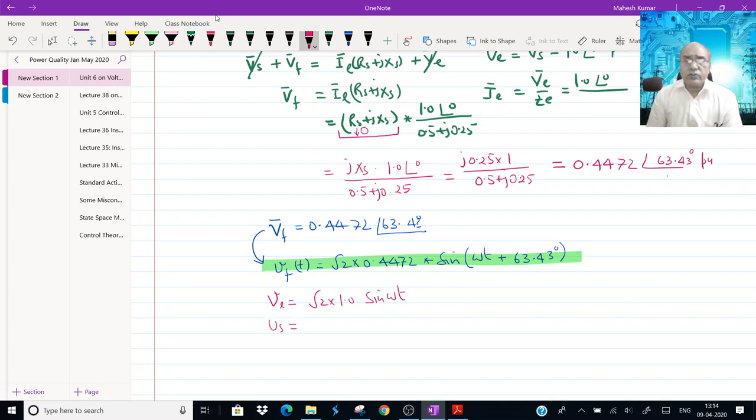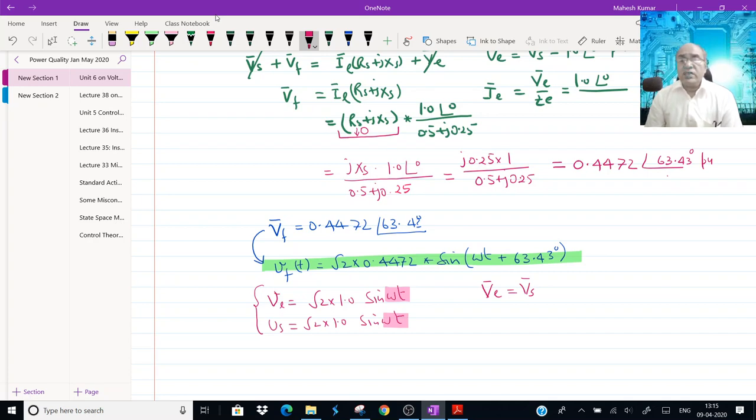And Vs is also equal to root 2 into 1.0 into sine omega t. Well, you may think that since the load voltage and source voltage have the same magnitude and no phase shift, you can see that phi is 0. Here in this case, there is no phase angle. So basically, what I am saying is that VL phasor is the same as VS phasor. If this is the situation, do you think the power will flow from the source to the load?